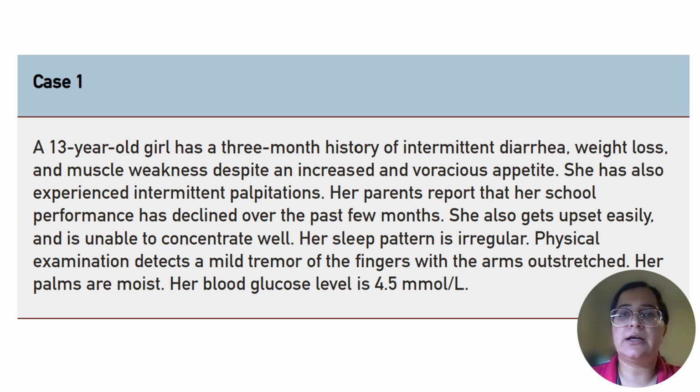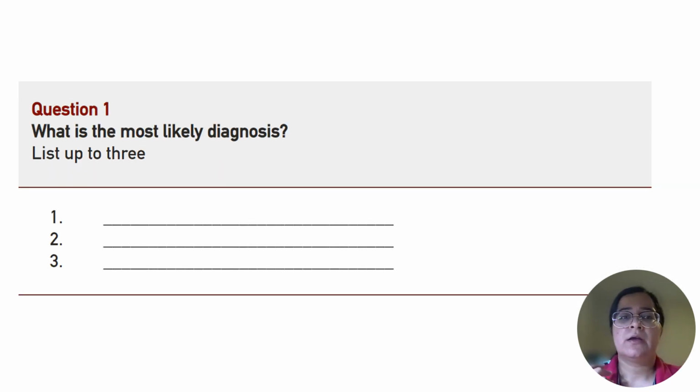So you may be thinking in terms of thyroid, you may be thinking in terms of diabetes, you may be thinking in terms of liver disease, but you need to exclude all of that. But right now, at this stage, with diarrhea, weight loss, and increased appetite, with tremor, and all these symptoms overall, like of hyperactivity, are pointing towards a thyroid disease. Then they ask you what is the most likely diagnosis, and they may ask you to list up to three.